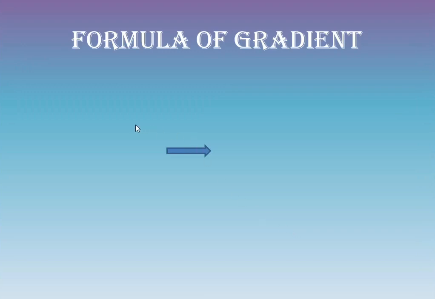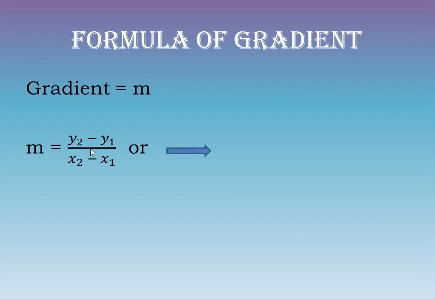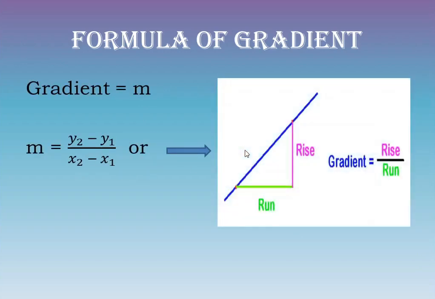Here is a formula for gradient. Gradient is shown with m and the formula is y2 minus y1 over x2 minus x1, or directly we can write gradient as rise over run.